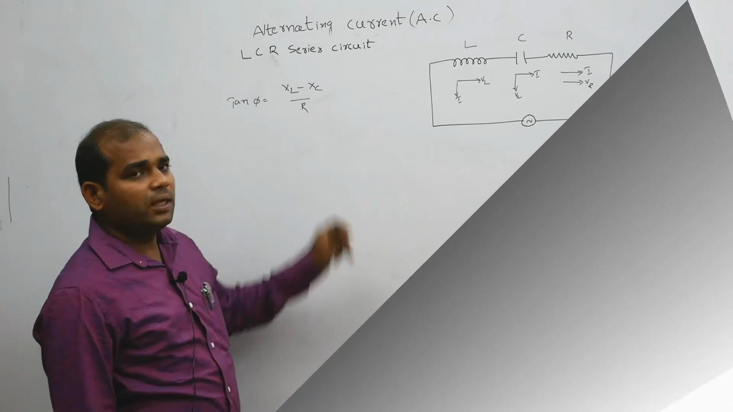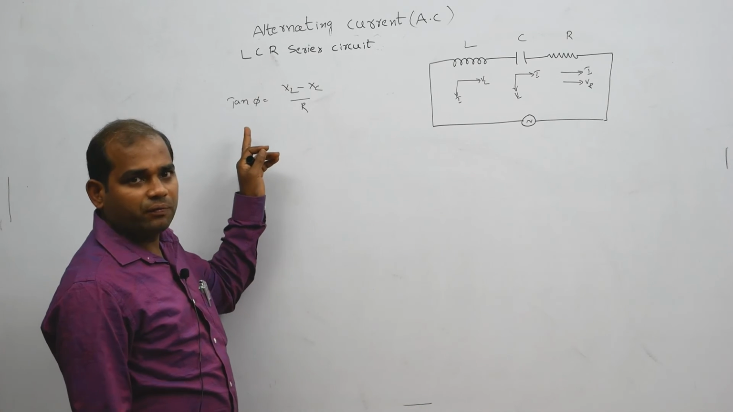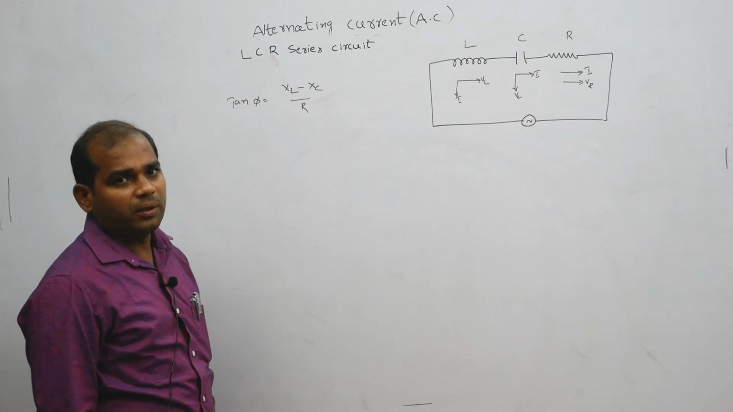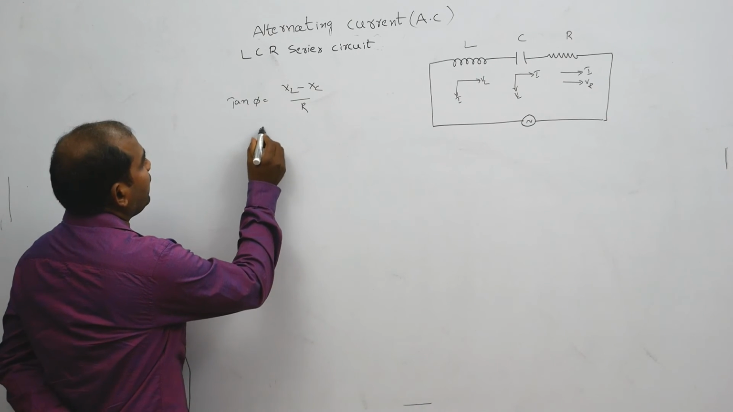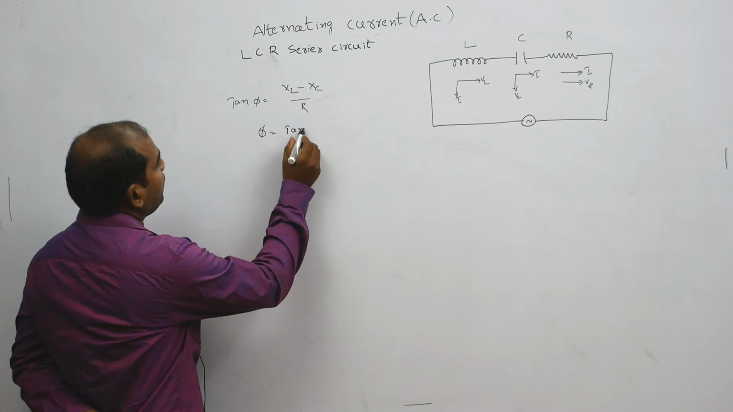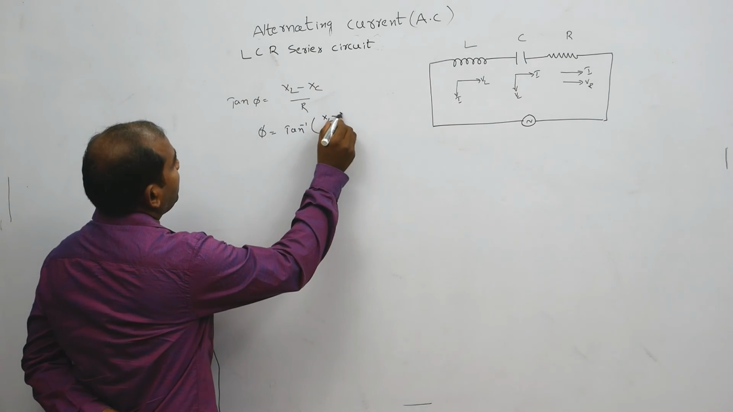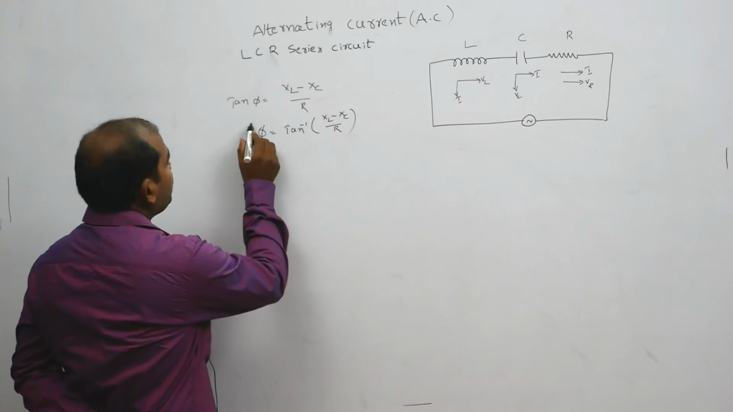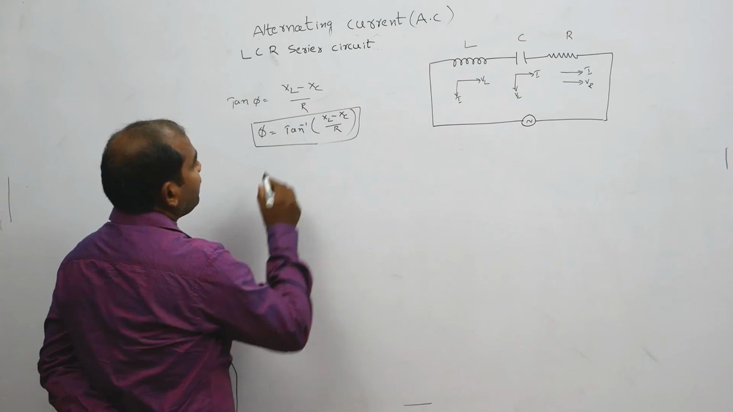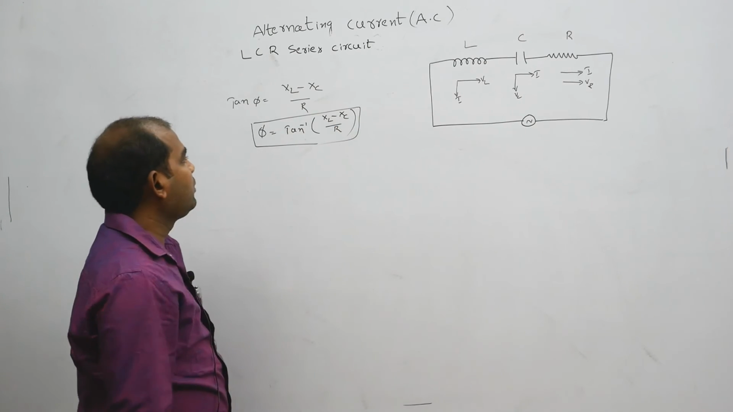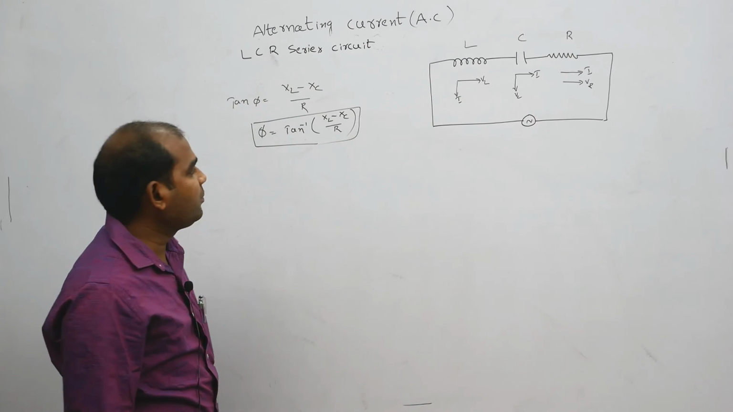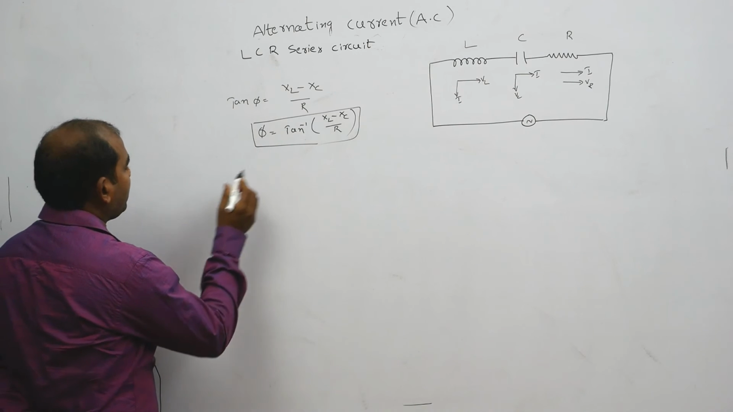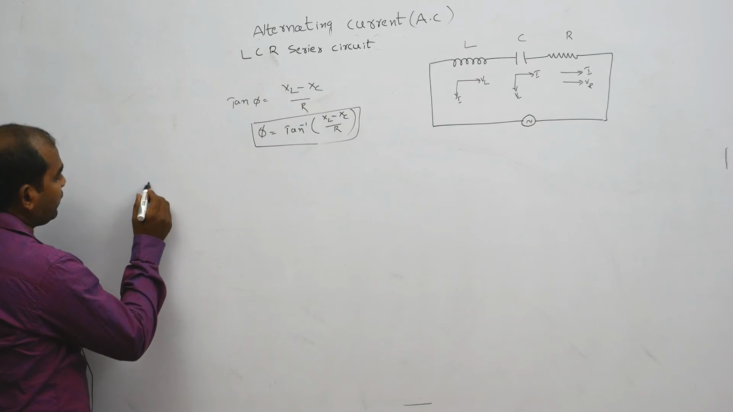Good. We derived the phase difference formula as tan phi is equal to XL minus XC by R. From this, you can write phi is equal to tan inverse of XL minus XC by R. This formula is used to calculate the phase difference between the EMF phasor and the current phasor. Similarly, if you draw the phasor diagram triangle, we draw it this way.